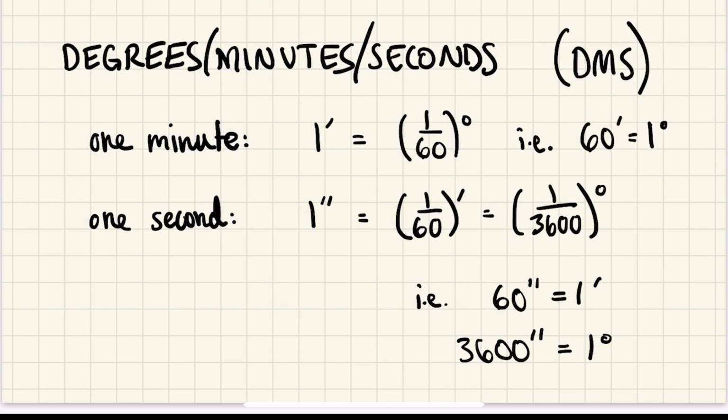Now, just the naming actually helps us remember this system, if you know how time works. Think of a degree like an hour, and an hour has 60 minutes and a minute has 60 seconds. If you understand that breakdown, then it's exactly the same here, except instead of the word hour, we're using degrees, and everything's measuring angles.